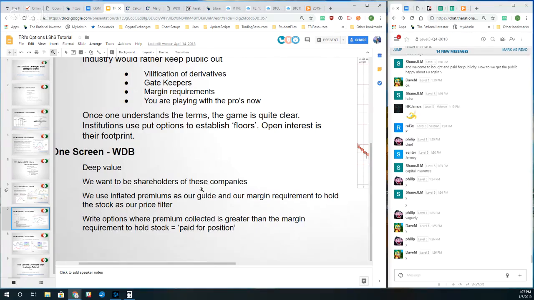If the ownership of the stock on margin, what they're going to require for you to put up to control the position on margin, is less than the premium collected, because the premiums are so inflated, then we actually have a very attractive trade. In essence, we write options where the premium collected is greater than the margin requirement to hold the stock. In essence, we get paid to hold positions.